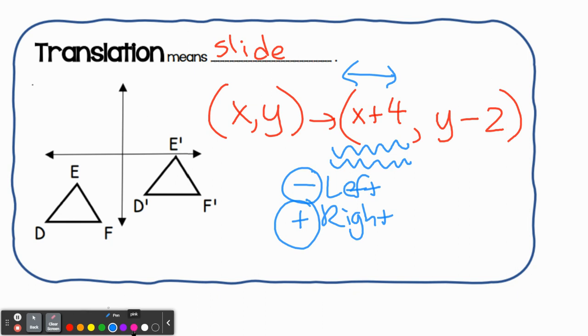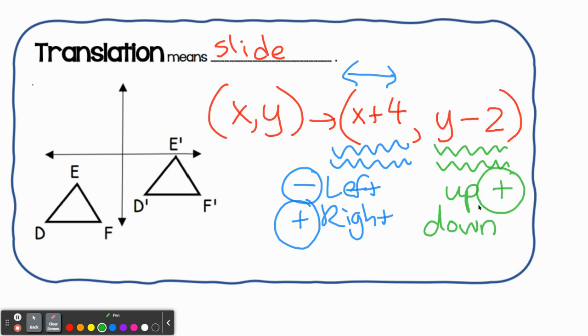The y value is telling you how far your graph is moving up or down. So this value here is moving your graph up and down. If they're adding on the y value, they move the graph up. If they're subtracting, they move the graph down. So again, the y value is telling you which direction the graph is going up or down.